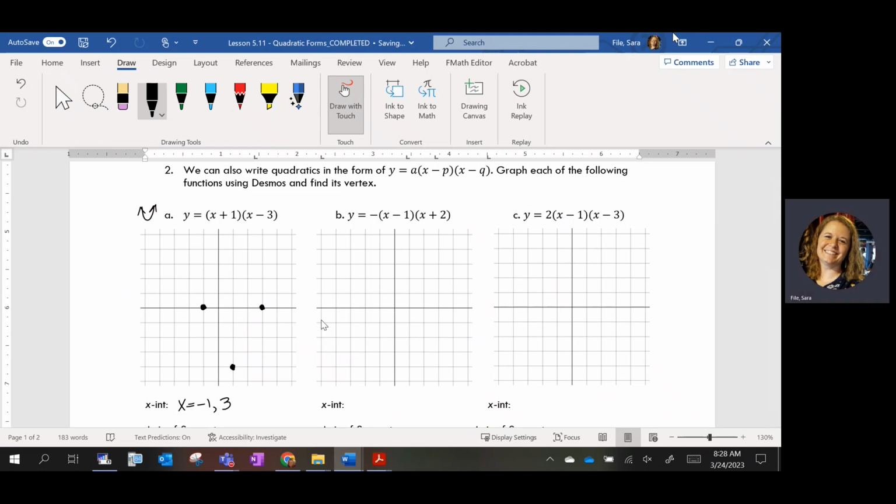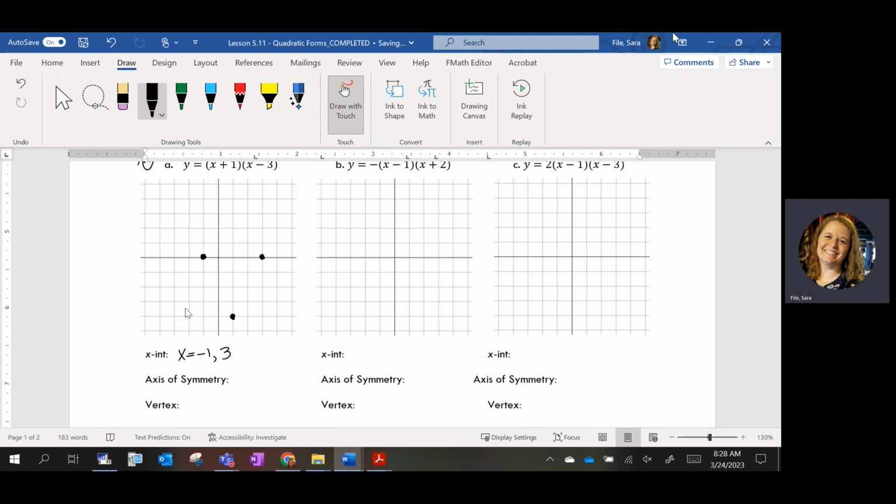So what does that mean where the axis of symmetry would be? Yeah, that means my h is 1, so it would be x equals 1. So I could draw that again as the dashed line, and sketch my parabola.